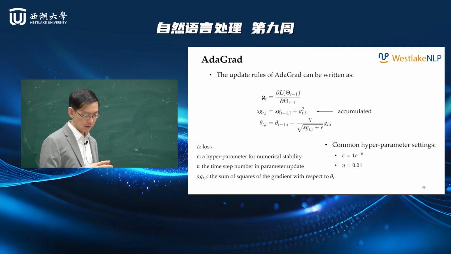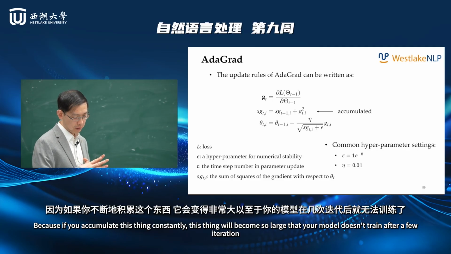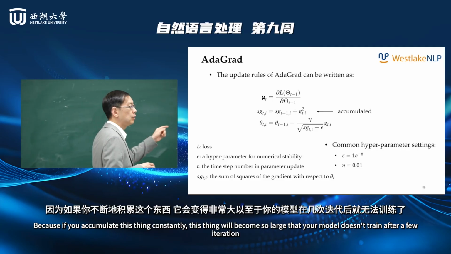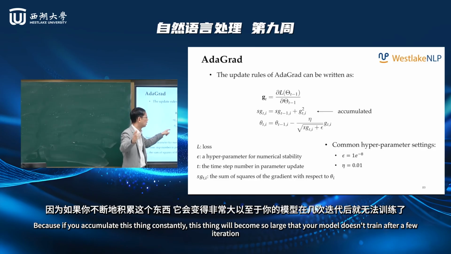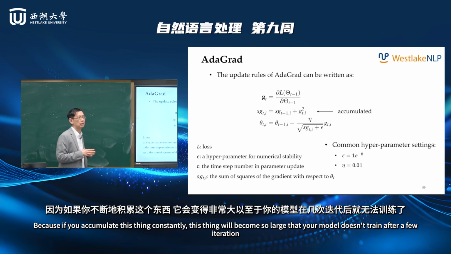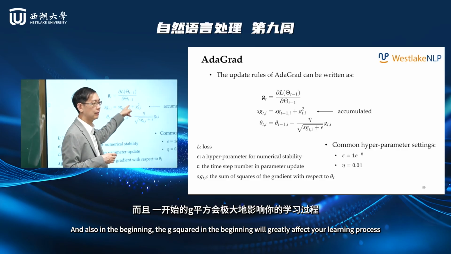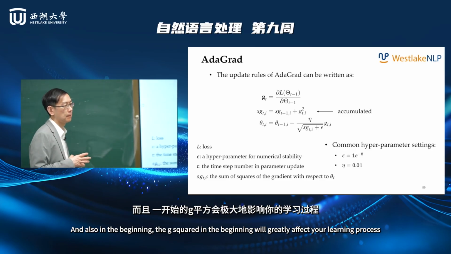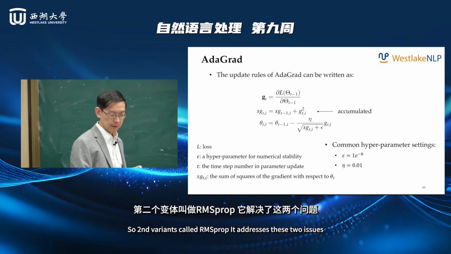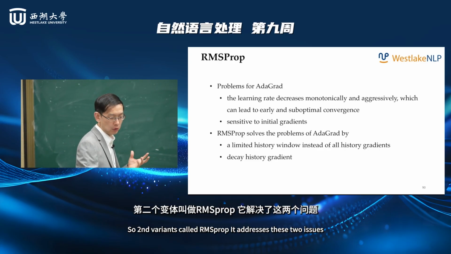All right. But AdaGrad also has some issues. Because if you constantly accumulate this thing, it will become so large that your model doesn't train after a few iterations, right? And also, in the beginning, the G squared will greatly affect your learning process. So a second variant called RMS Prop addresses these two issues.